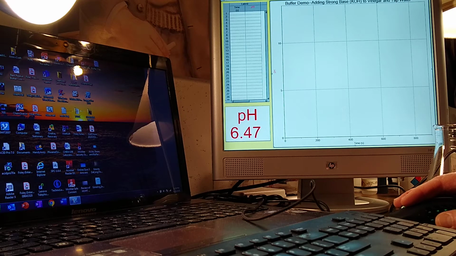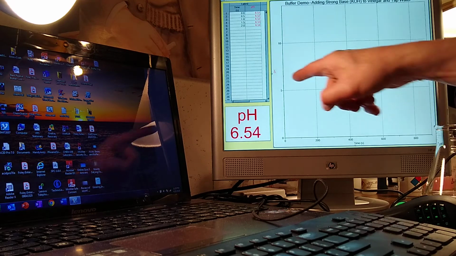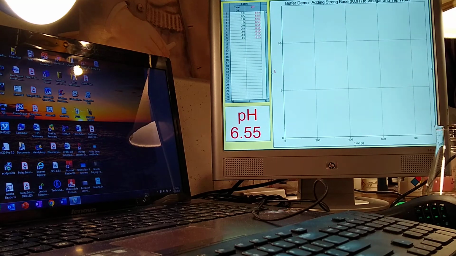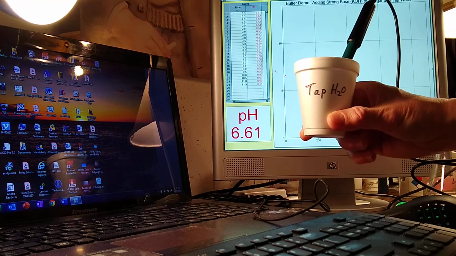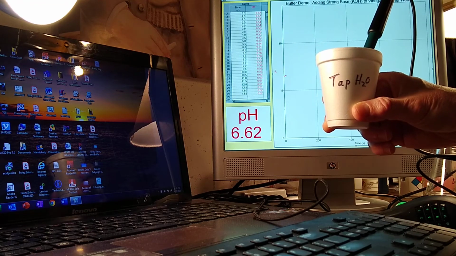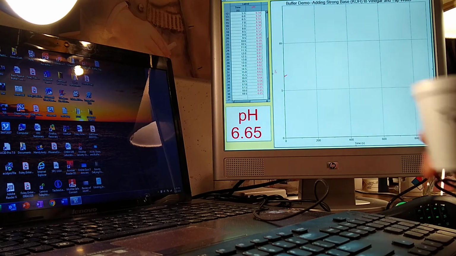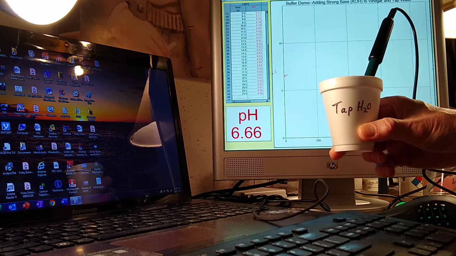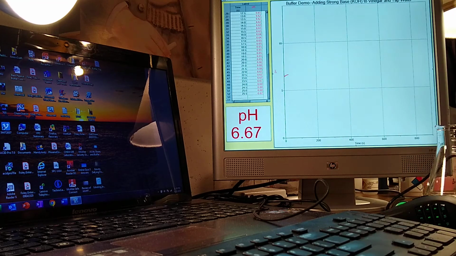So let's just start the collection. I'm going to start, and we'll get a baseline for the pH. You'll see it start to come out here. So tap water isn't really a buffer because the vast majority is water, and there's a very, very small amount of the hydronium ion and a very, very small amount of hydroxide ion. So it is not a buffer. It should have no resistance to the change in pH when I add acid or base.